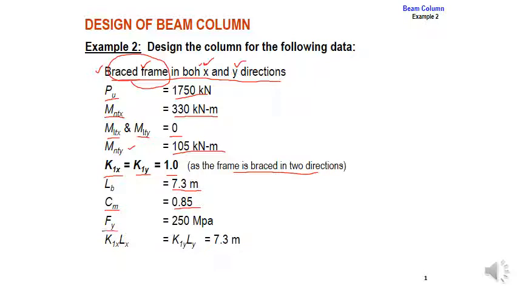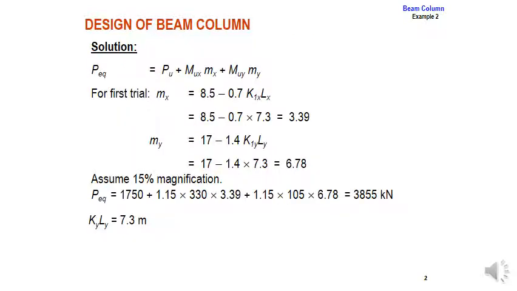Your CM is given directly as 0.85 with no units. FY, yield strength, is 250 megapascal. K1X into LX and K1Y into LY is 7.3, meaning there is no mid bracing. There is no bracing in the mid height of the column. Whatever the height of the column is, the same is going to be used to multiply with K1X and K1Y. So what does it mean? Your 7.3 is the length of the column, and it is multiplying with 1, so you get the same 7.3.